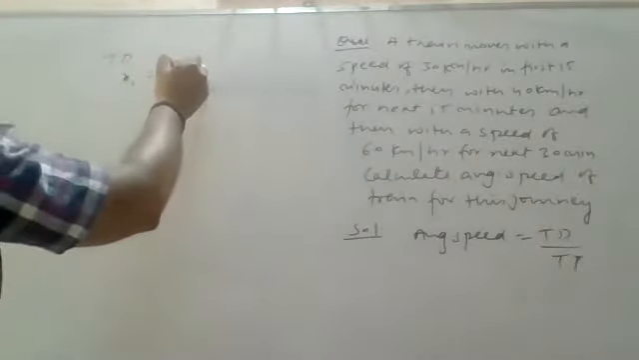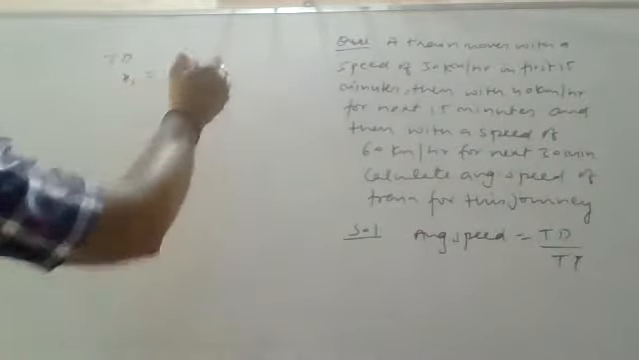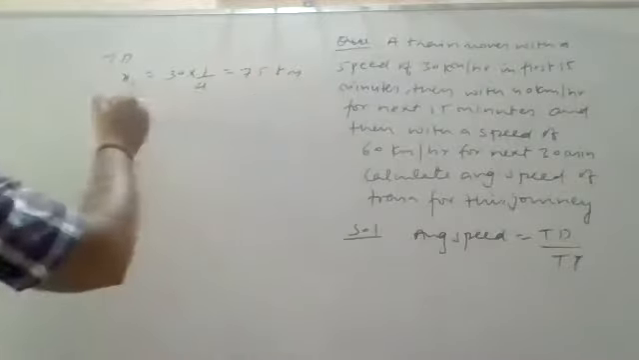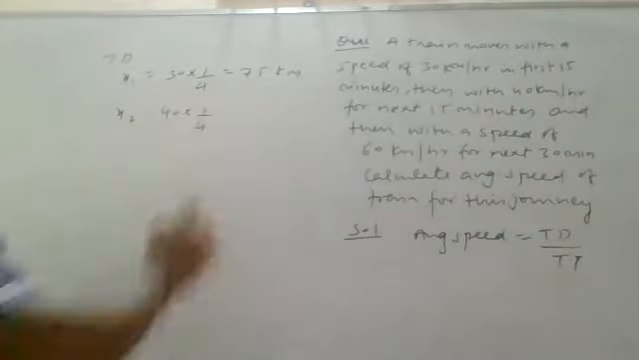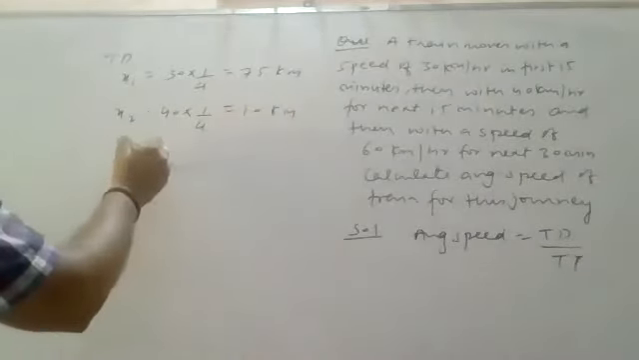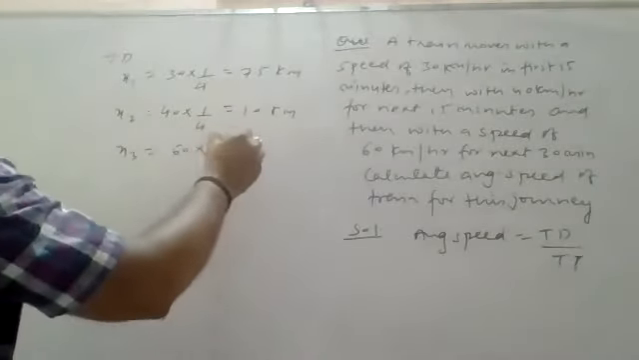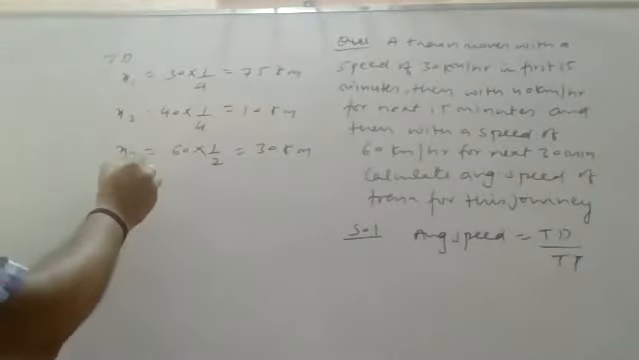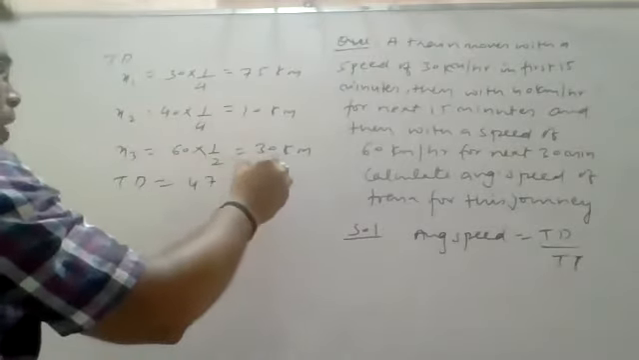First is x1. The train is running with a speed of 30 km per hour for 15 minutes. That means 1 by 4 hour. So how much will I get? It is 7.5 km. X2: the train is running with a speed of 40 km per hour, again for 1 by 4 hour. That means it will travel about 10 km. And third, the train is running with a speed of 60 km per hour for 30 minutes. That means 30 km. So the total distance is 30 plus 10 plus 7.5, which gives 47.5 km.